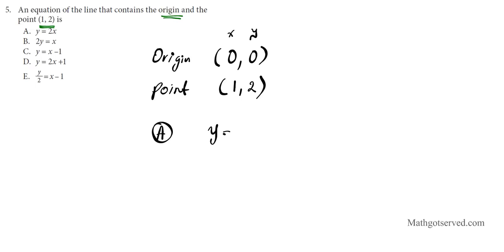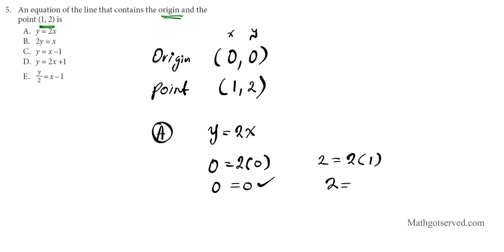y equals 2x. If I plug in 0 for x and 0 for y, do I end up with a true or false statement? That's the question. Is 0 equal to 2 times 0? Is 0 equal to 0? Absolutely. Okay, so it passes the first test. The second test is (1, 2). Is 2 for y equal to 2 times 1 for x? All right, is 2 equal to 2? Checks out, so that works perfectly. So the answer is option letter A.